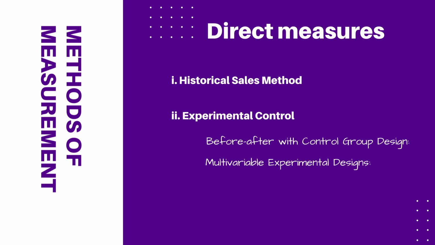Now, direct measures of advertising effectiveness: the relationship between advertising and sales is established. So, a comparison of sales of two periods or two markets may be done and the corresponding changes may be noted. The following are some of the methods that are generally used in measuring advertising effects. The first one is the historical sales method.